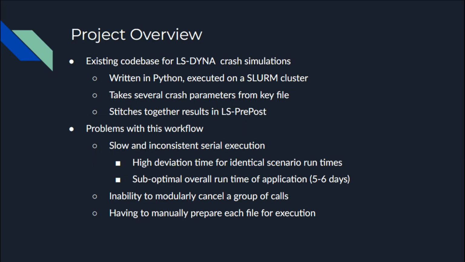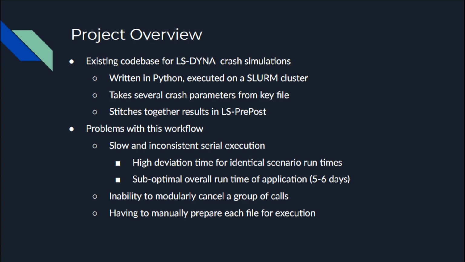And a little overview of our project: we're using an existing code base for LS-DYNA crash simulations, which takes many different types of vehicles, barriers, and angles of attack, with many different data points, to execute crash scenarios to see how impact works and see data points afterwards based on the impacts. It's written in Python, executed on a Slurm cluster. It takes several crash parameters from a key file, like I said before, like the different types of barricades, different types of trucks, angles of attack, so on and so forth.